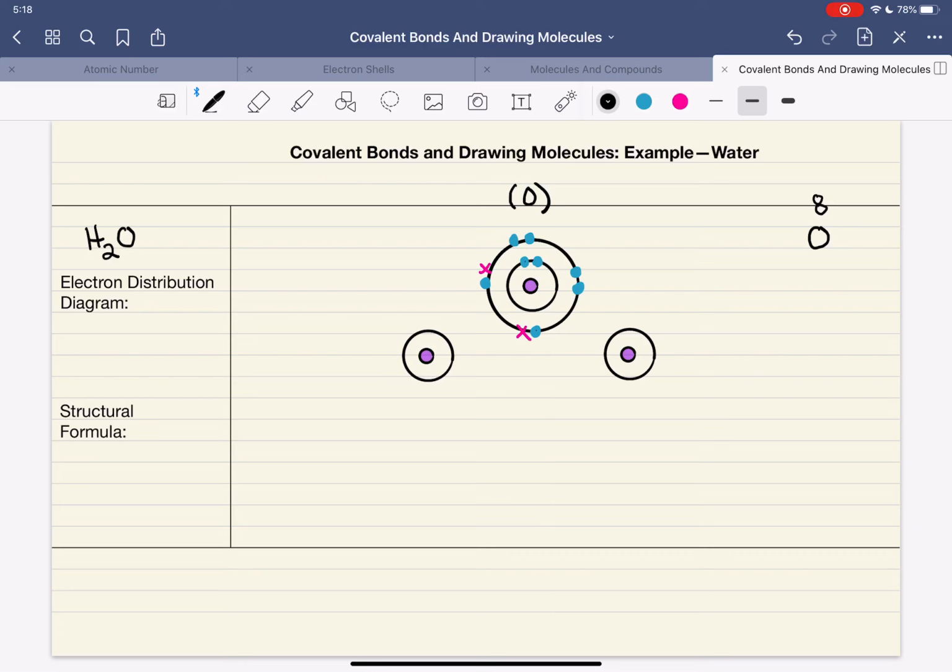Oxygen likes to be involved with two hydrogen atoms, and if you draw the two hydrogen atoms next to the oxygen, it will make sense why that is. So hydrogen, again, pretty simple. Atomic number 1, it has 1 electron in its first shell.